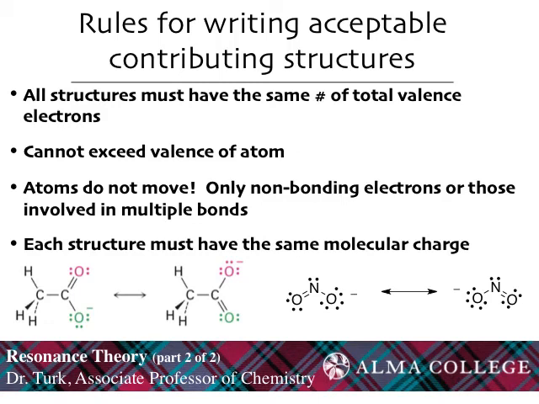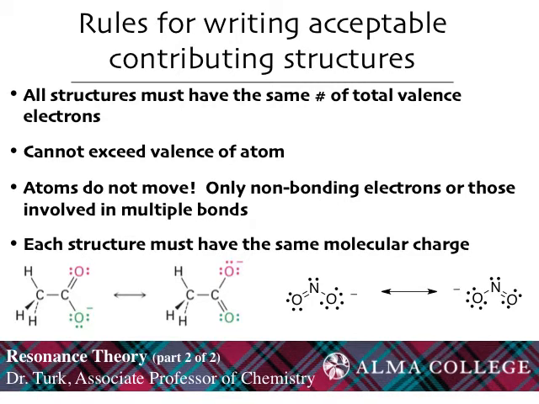The first step to drawing valid resonance structures is understanding a set of rules that we cannot break. First, all structures have to have the same number of total valence electrons, and that ultimately means that we're not adding lone pairs or adding bonds that didn't exist in the first structure, or atoms.